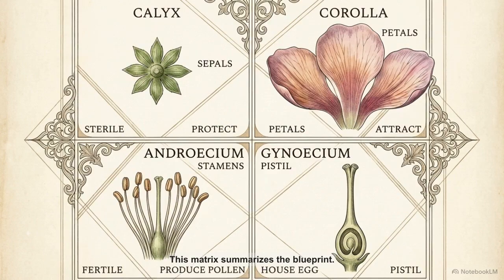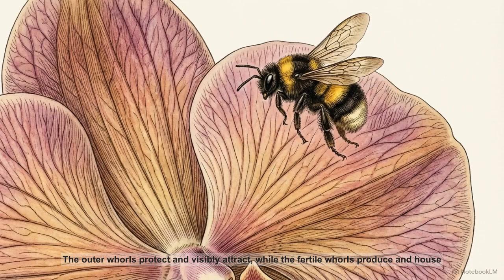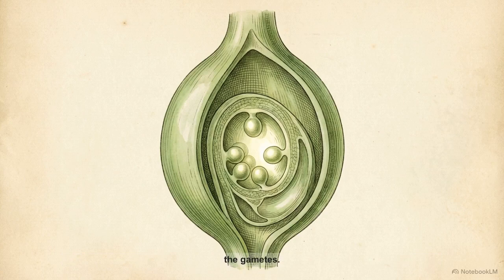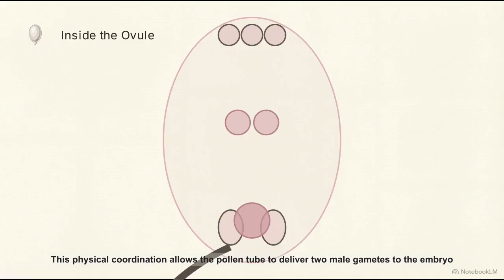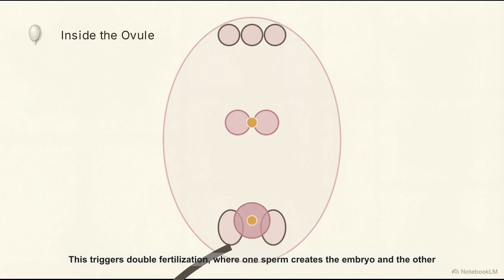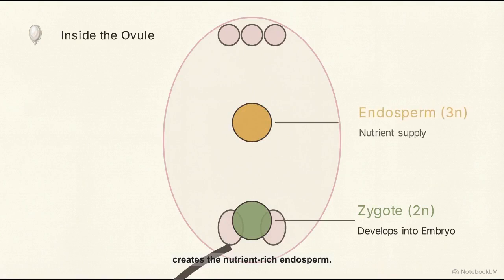This matrix summarizes the blueprint. A complete flower requires all four whorls working in absolute coordination. The outer whorls protect and visibly attract, while the fertile whorls produce and house the gametes. This physical coordination allows the pollen tube to deliver two male gametes to the embryo sac. This triggers double fertilization, where one sperm creates the embryo and the other creates the nutrient-rich endosperm.